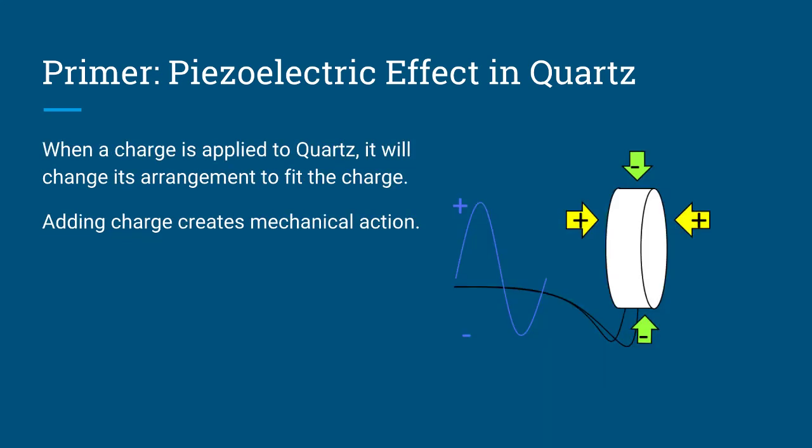The idea too is that you can also apply a charge to the crystal and it will begin mechanical action. So basically, if you give it a positive charge, the structure will arrange itself to meet that charge, or if you give it a negative charge, it will arrange itself to meet that charge.